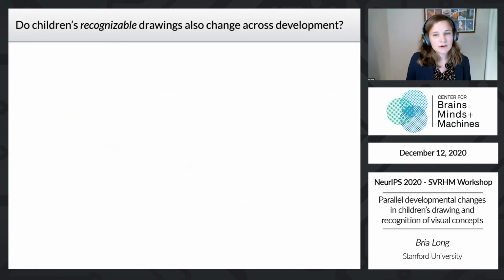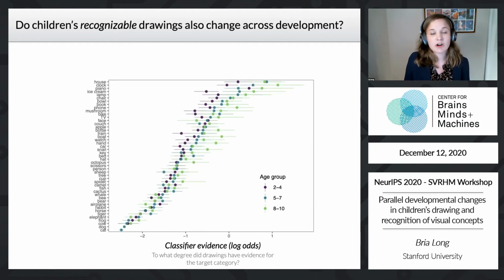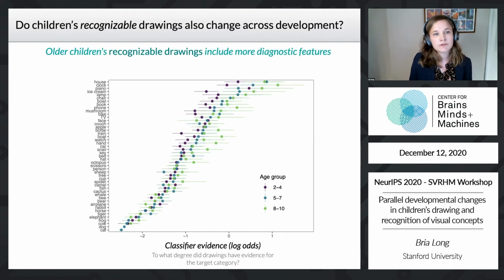So what I'm going to plot now is classifier evidence on the x-axis. The y-axis is going to be all the categories in the data set. And for clarity, I'm going to separate out scores for 3 different age groups of children. And what we see is that drawings made by older children, the green and the blue, have higher amounts of classifier evidence even for the recognizable drawings. This is restricting to just the drawings that were recognized by the model, indicating that even older children include more diagnostic features in their drawings systematically.